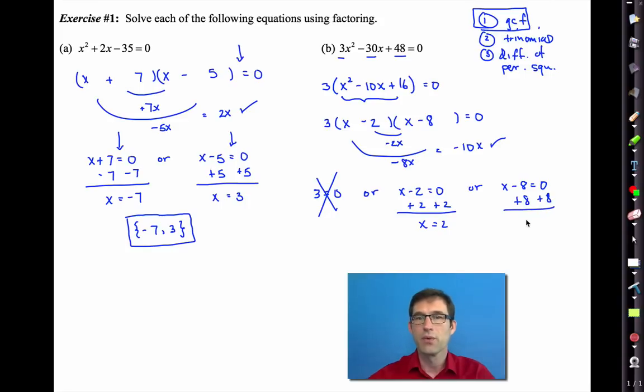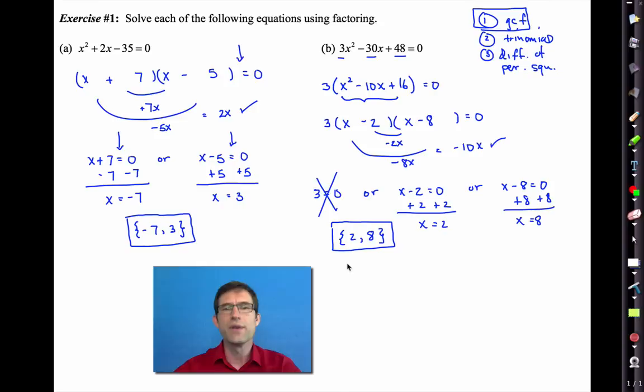Here we'll get x equals 8. Please don't fall under the assumption that you have to always have a positive answer and a negative answer. They could be both positive, both negative, or even both the same. So 2 and 8. Oh, and of course you could also have answers of 0.